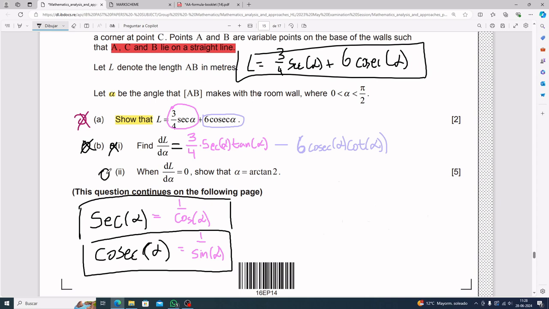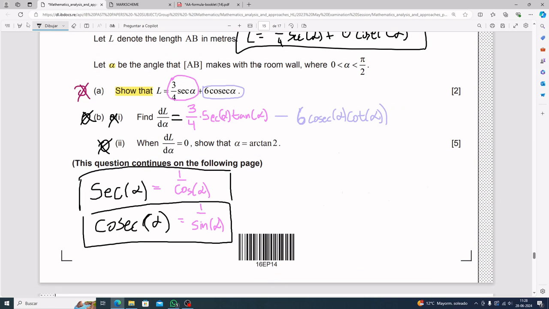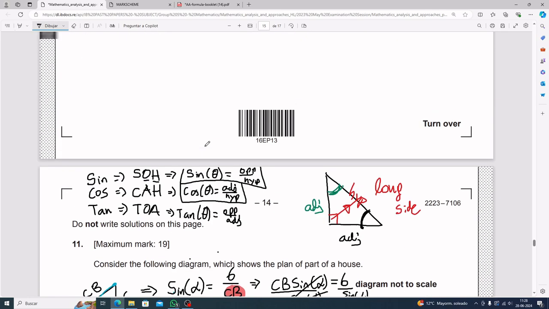For part B ii, they tell us that when your derivative equals 0, that is all it's saying, show that alpha equals arctan 2. This is also something you can take as a fact. So the first thing I'm going to go over is what the heck is arctan 2, or what the heck is arctan?